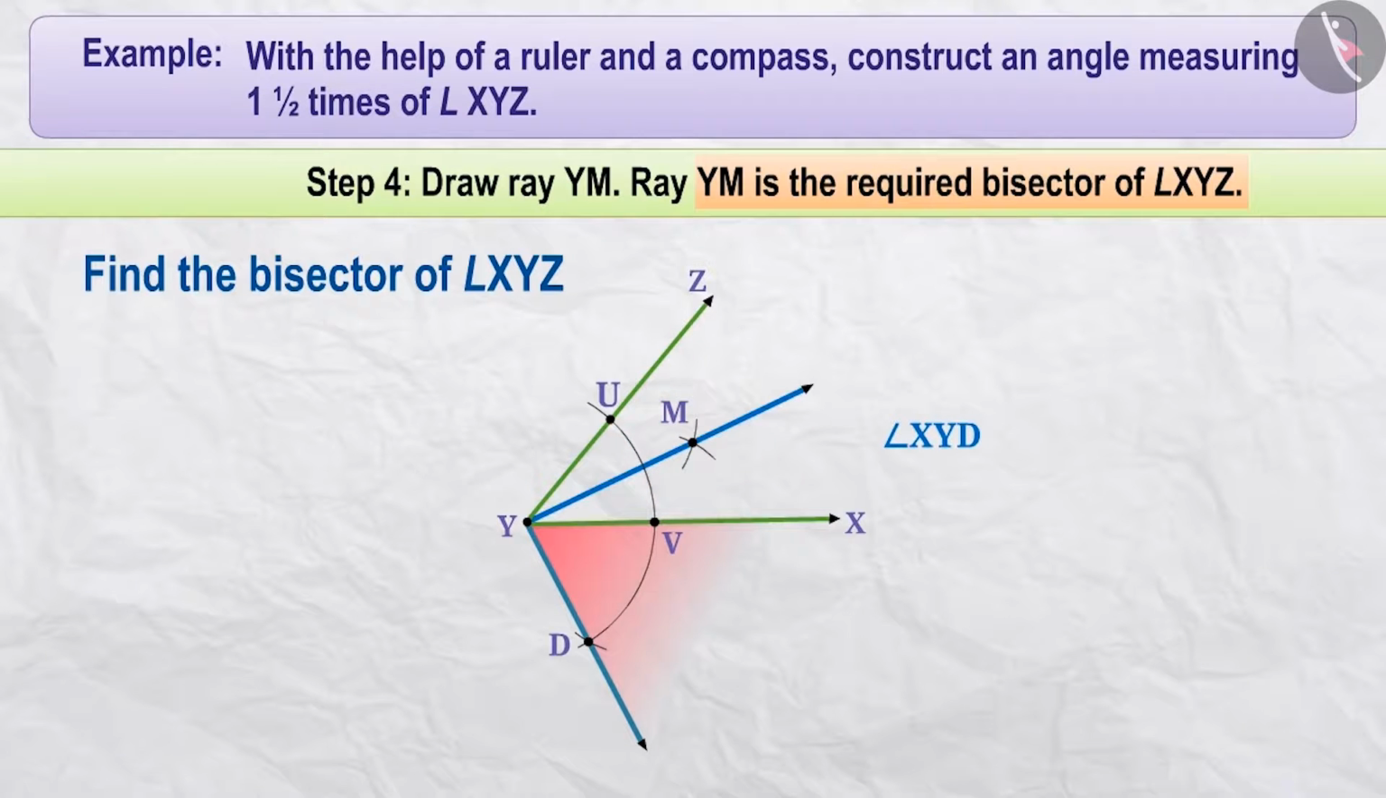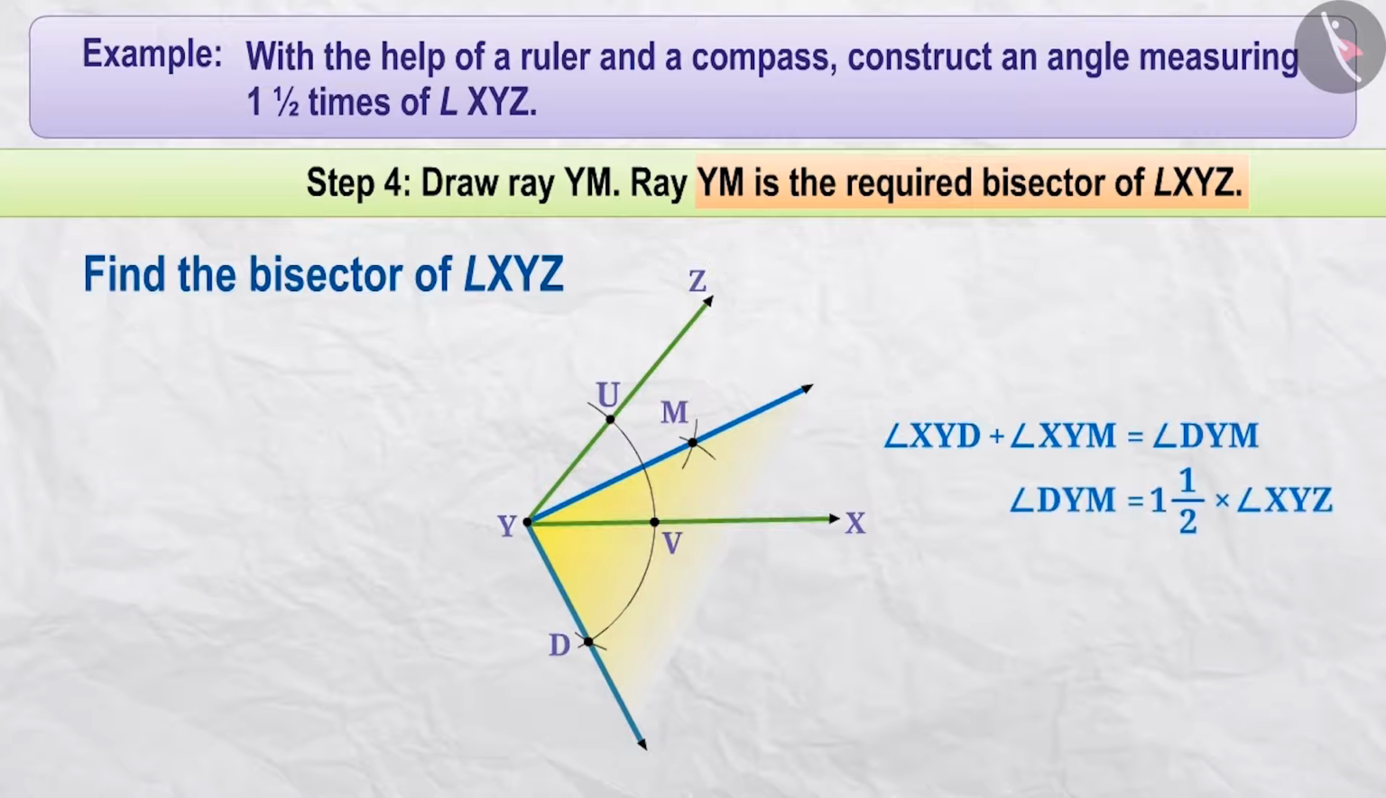Now if we add angle XYD and angle XYM, we get angle DYM, which is 1.5 times larger than angle XYZ.